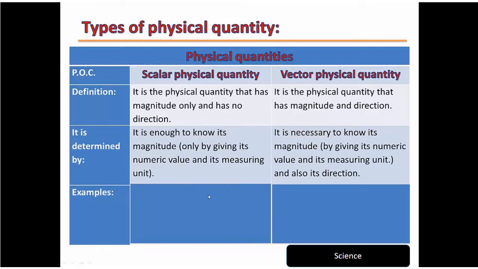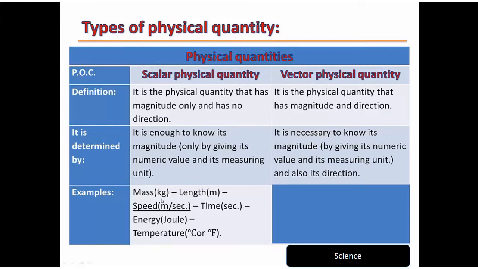Examples for scalar physical quantities are mass, which is measured in kilogram, length in meter, speed, meter per second, time in second, energy in joule, temperature in degrees Celsius or degree Fahrenheit. All these physical quantities are called scalar physical quantities because we need only to know their magnitudes to be defined.